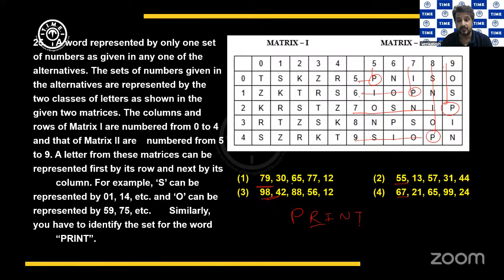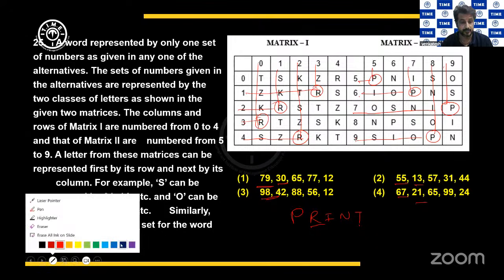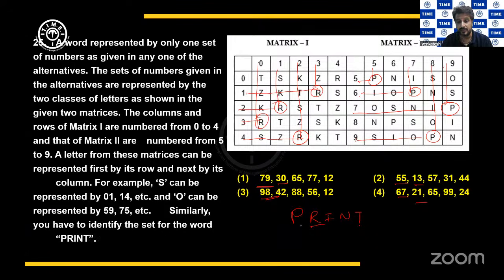R. When I go with R, the first option is 30. Is 30 R? Yes. Next, 13. Is 13 R? Yes. Next, 42. Is 42 R? Yes. Next, is 21 R? Yes, 21 is R. So far we are unable to eliminate any option. That's fine. So P is over, R is over.